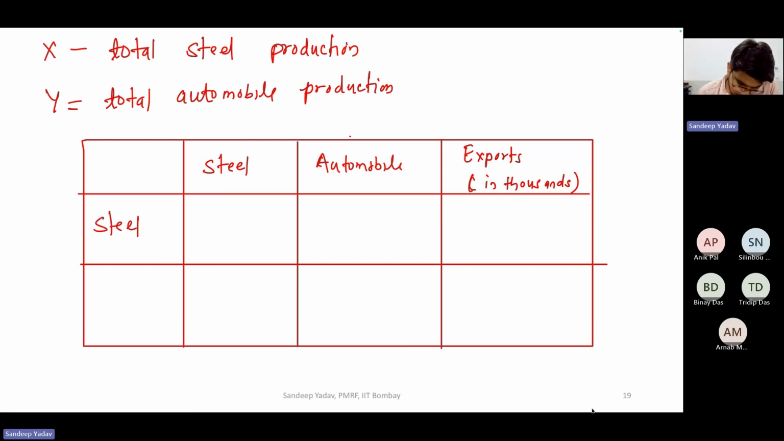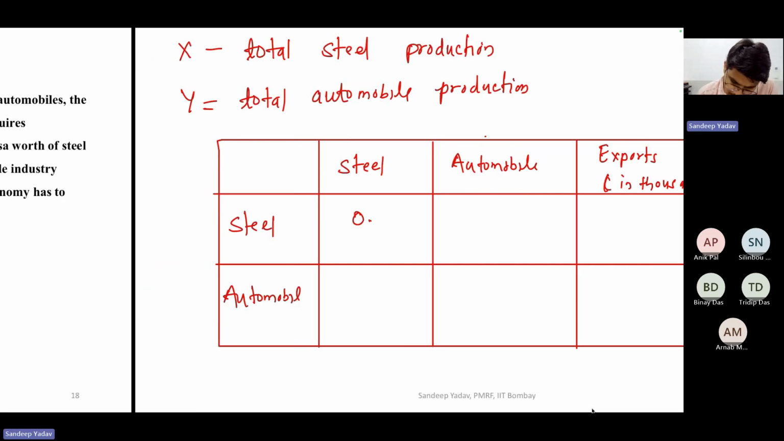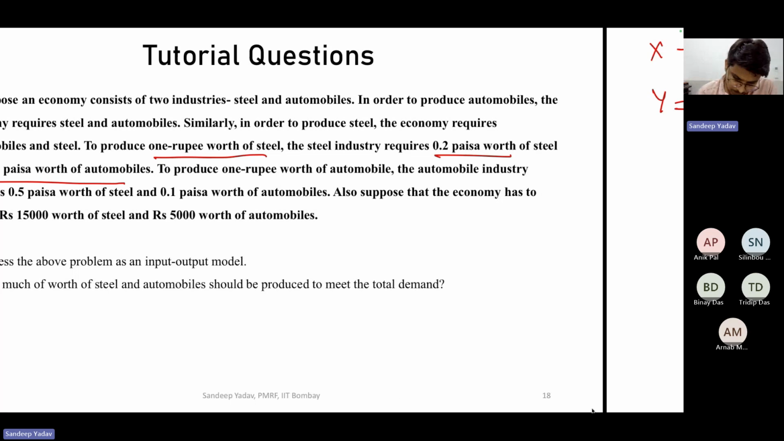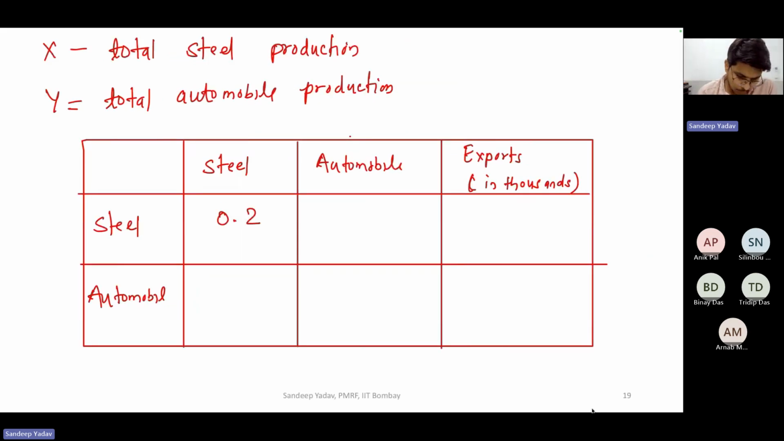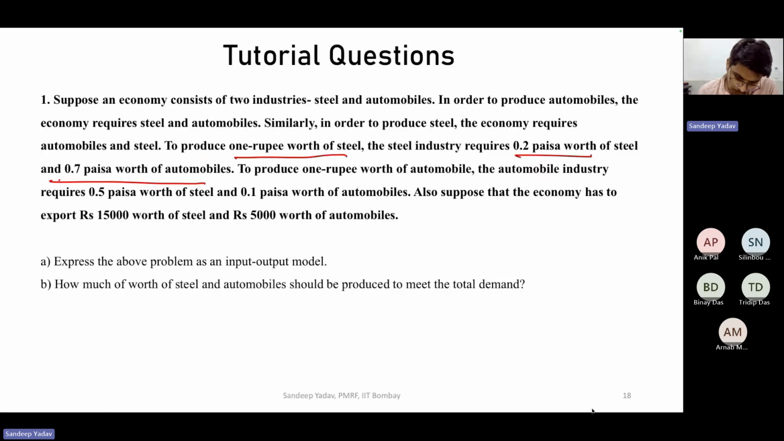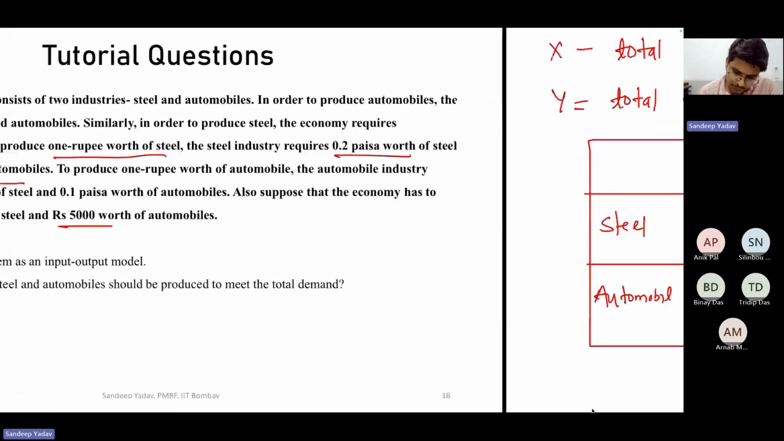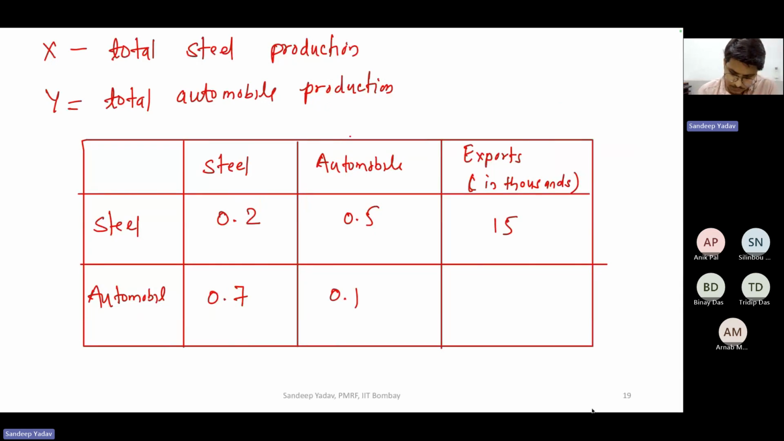So we have steel, we have automobile. As given, 0.2 worth of steel is required and 0.7 worth of automobile is required to produce 1 rupee worth of steel. So steel to steel will be 0.2. Steel to automobile will be 0.7. Similarly the other row will be 0.5 and 0.1. Export is 15,000 and 5,000, and since it is in thousands, it is 15 and 5.